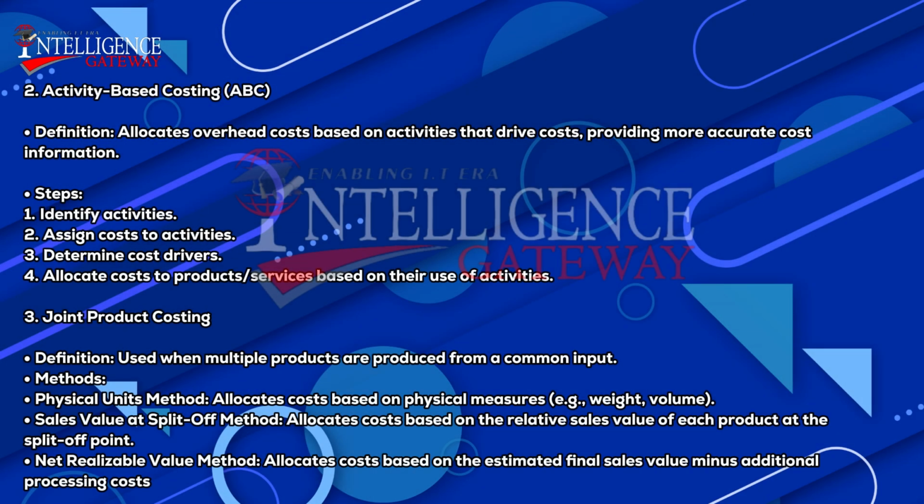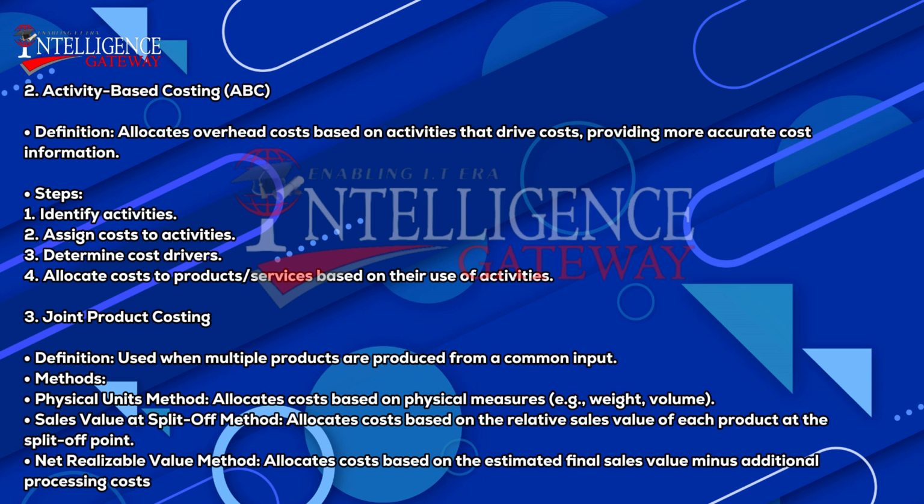2. Activity-based costing, ABC. Definition, allocates overhead costs based on activities that drive costs, providing more accurate cost information. Steps. 1. Identify activities. 2. Assign costs to activities. 3. Determine cost drivers. 4. Allocate costs to products/services based on their use of activities.